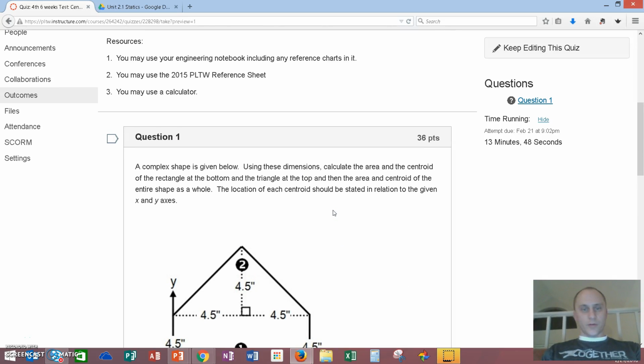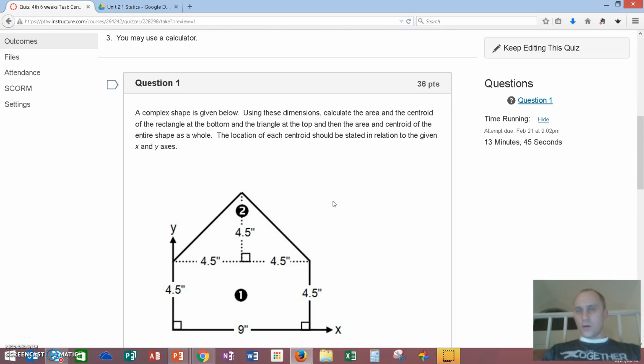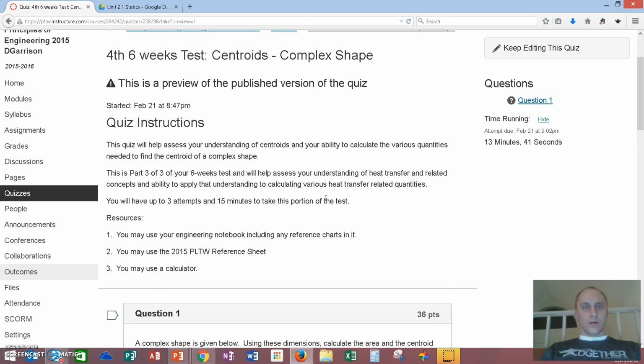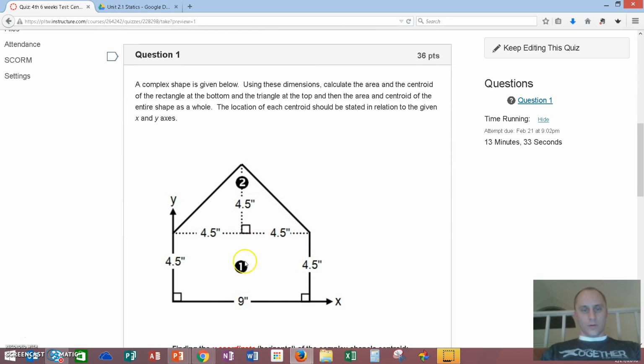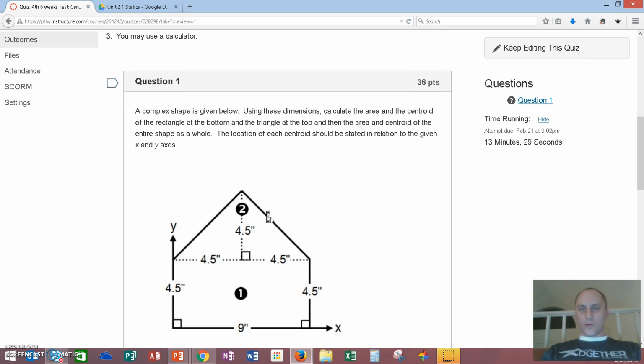Okay, so welcome to this review screencast of the 6 weeks test centroids problem, which was this complex shape involving this rectangle topped by a triangle. So we're just going to dive right in.